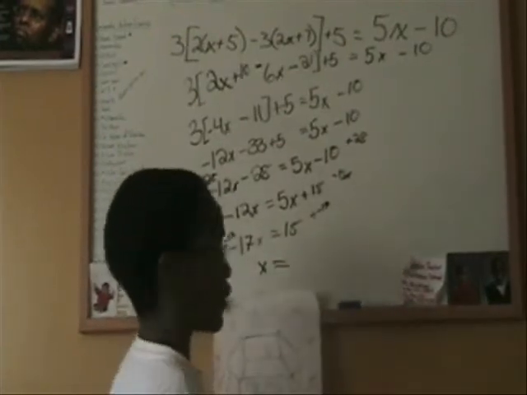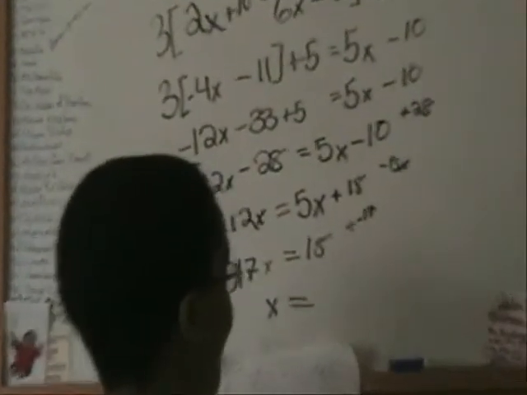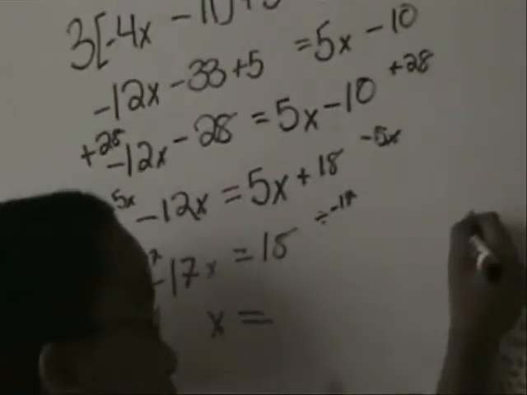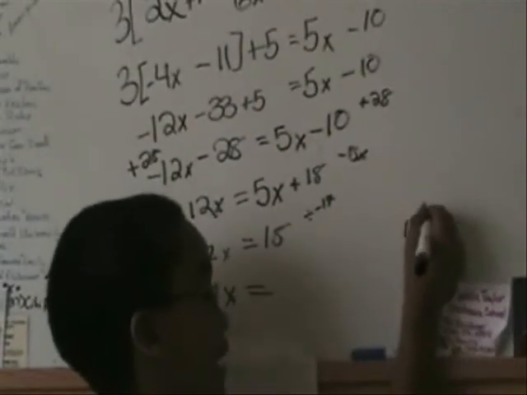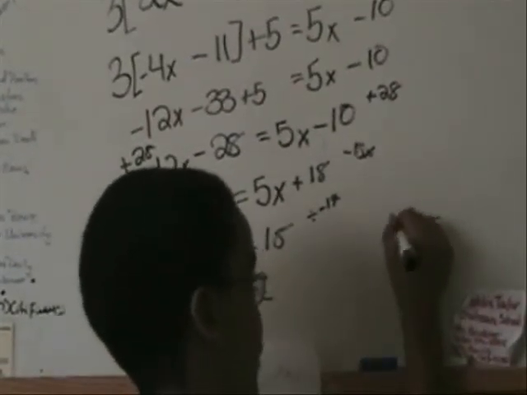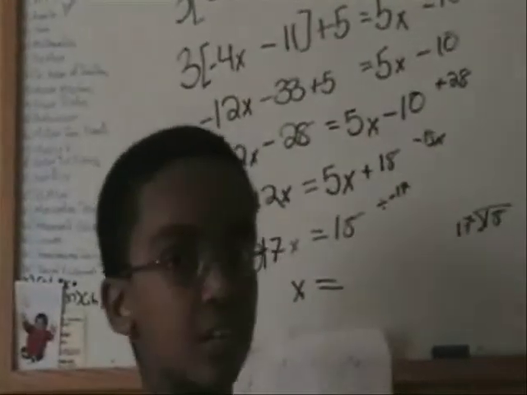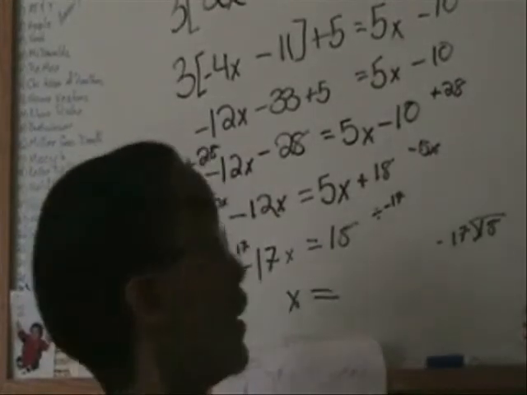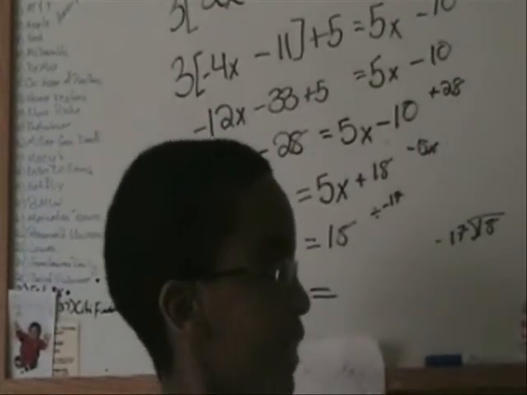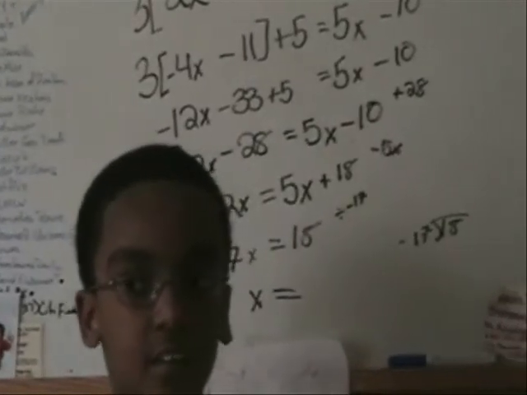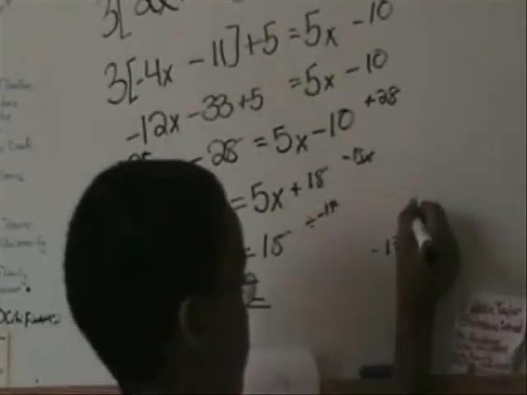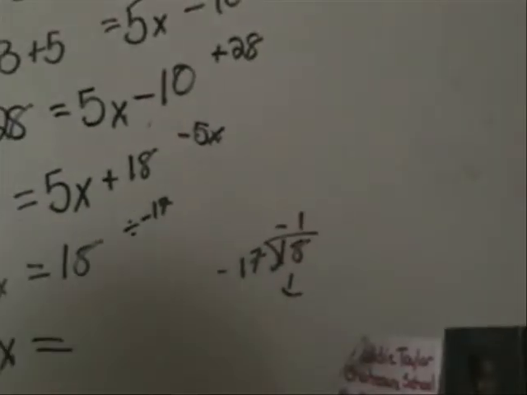Now we've got everything down to x. Now we have to divide 18 by negative 17 to figure out the number that x actually represents. So where did the 17 on the left side go? It disappeared. It transferred over to the other side. Okay, that was a good one. Okay, what are you solving for now? I'm solving for x.